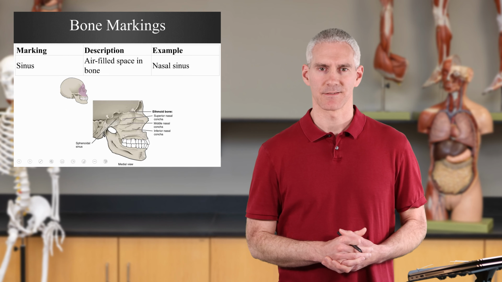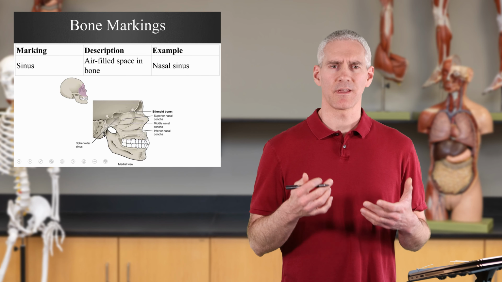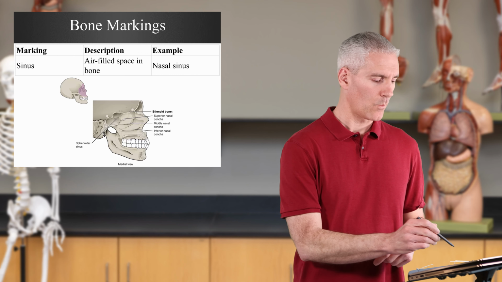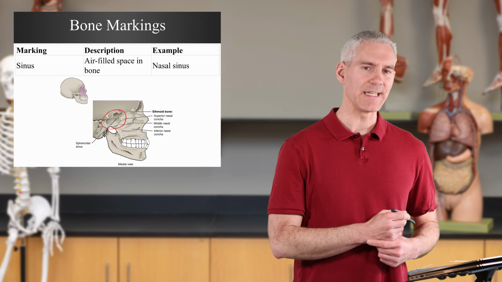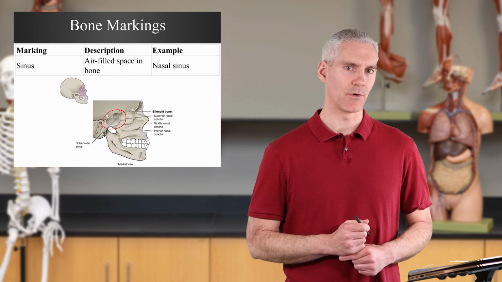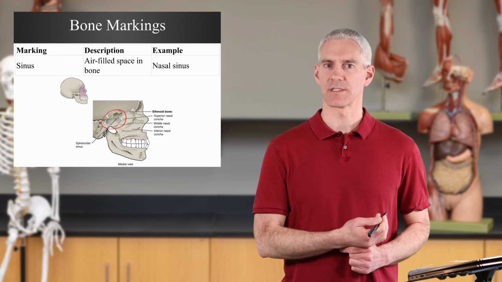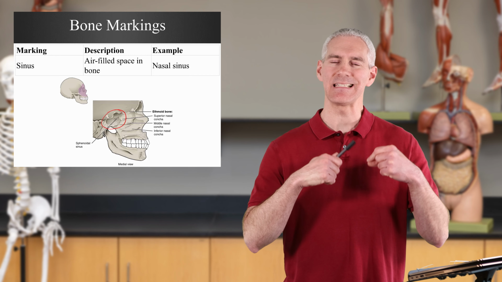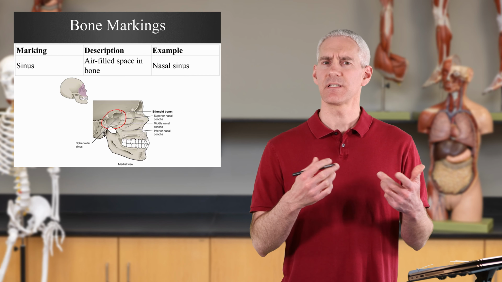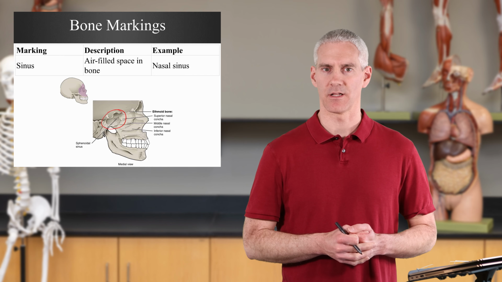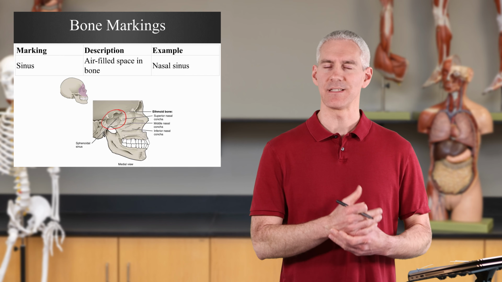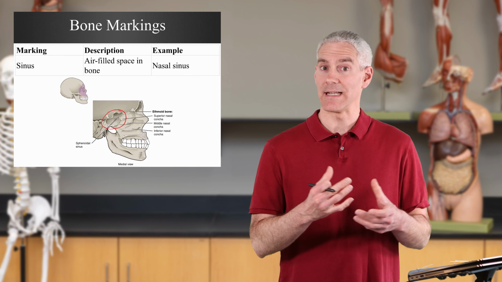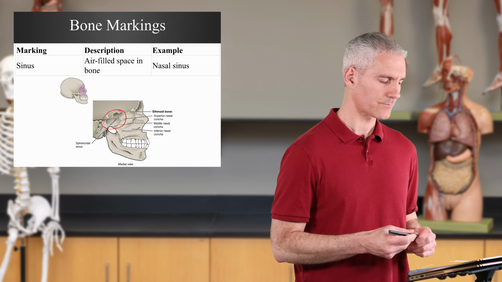Then we have sinus. Now a sinus, you might think of your nasal sinuses. Well, a sinus is going to be a space within a bone. This is the sphenoidal sinus, for example. But it's going to be an air-filled space inside your bones. And you have several different sinuses up in your skull, but that's just one example of the sphenoidal sinus, an air-filled space in a bone.